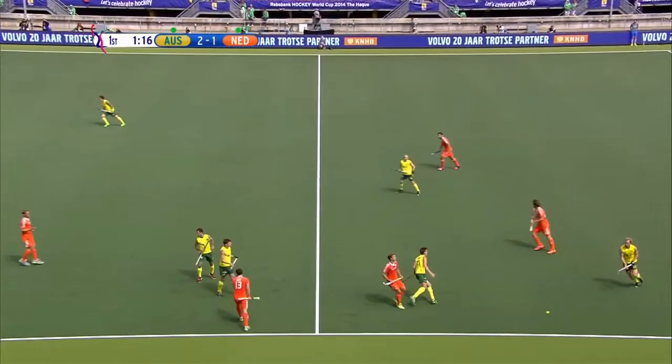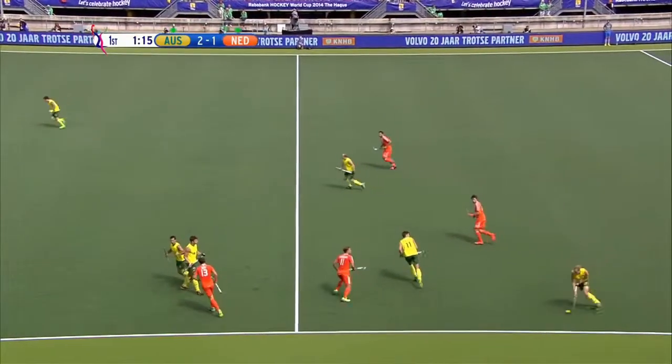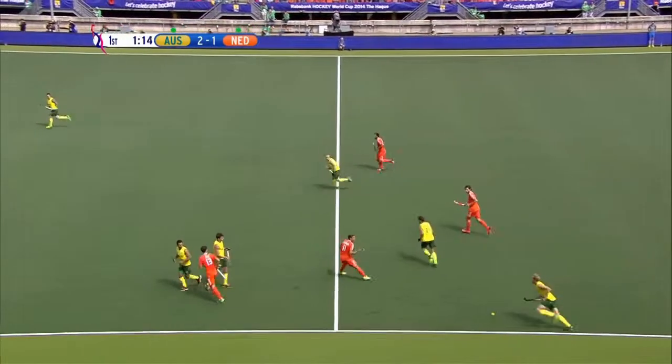That looks more like a physical contact offence to me rather than a dangerously played ball.